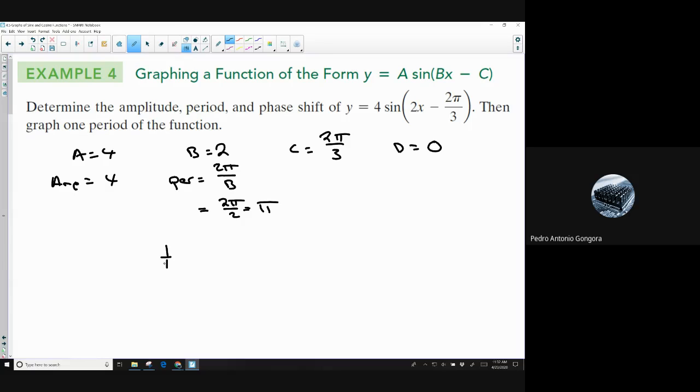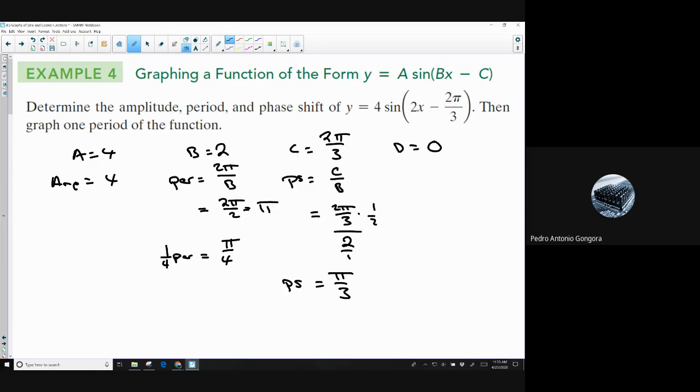Then you also need, from the period, the quarter period. So the quarter period is going to be pi over 4. Okay, C gives me the phase shift. The phase shift is going to be C over B. So my phase shift is 2 pi over 3 divided by 2. Well, 2 pi over 3 divided by 2 over 1 means multiply by a half, which gives me 2 pi over 6, which is pi over 3. So that's the phase shift.